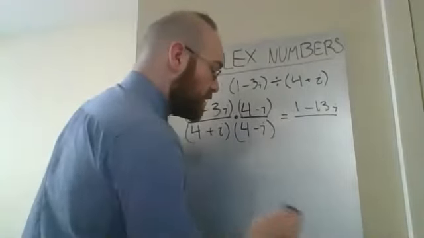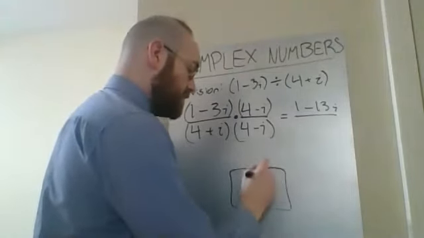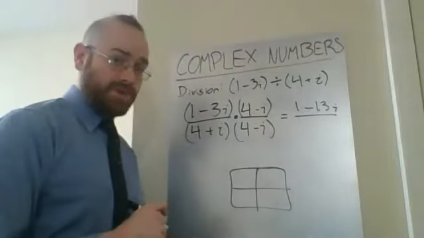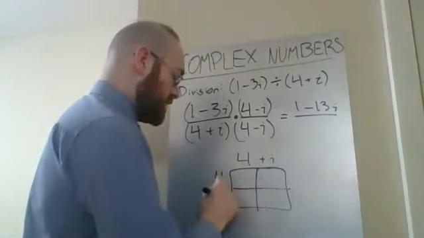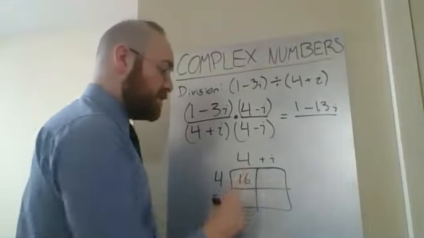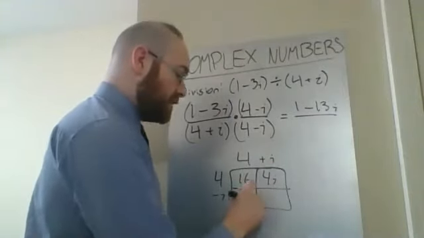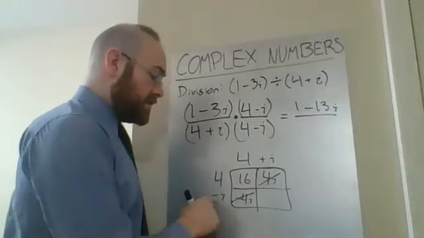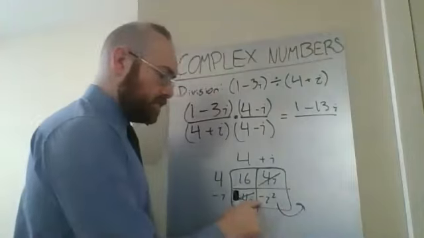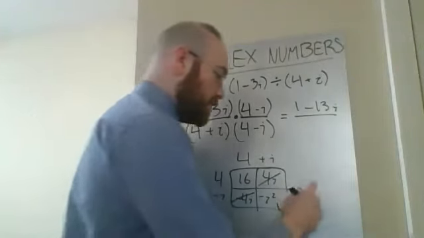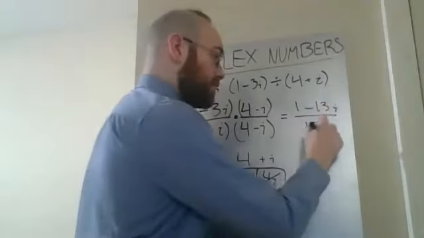Now we have to do the same thing with our denominator. So take a moment, write this out, and see if you can finish it before I can. So 4 plus i times 4 minus i. 4 times 4 is 16. 4 times i is 4i. Negative i times 4 is negative 4i. So these I know cancel out. And then negative i times positive i is negative i squared, which becomes negative 1 times negative 1. So that's positive 1. And 16 plus 1 is 17.